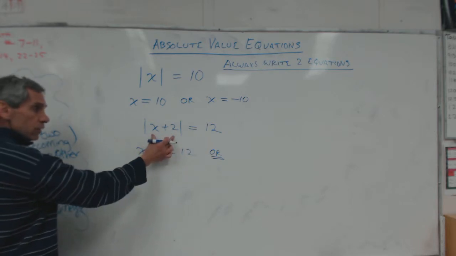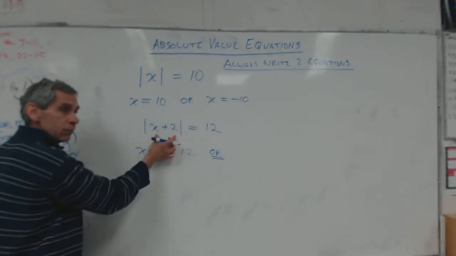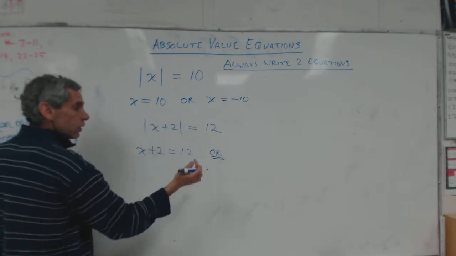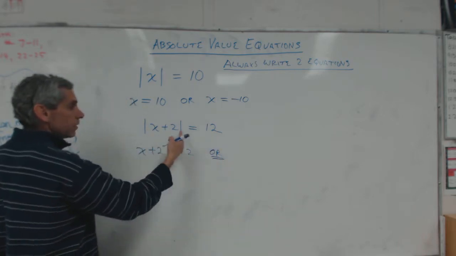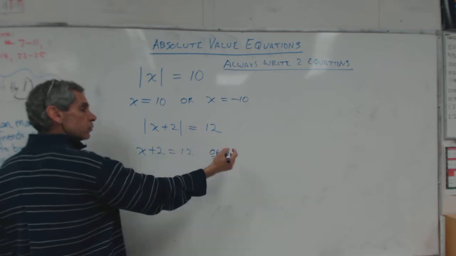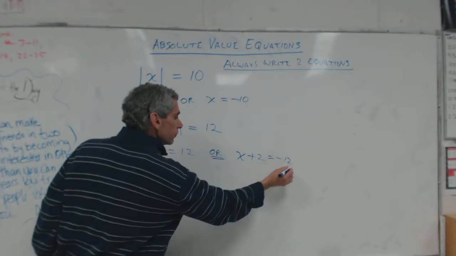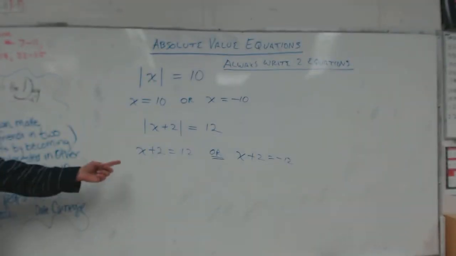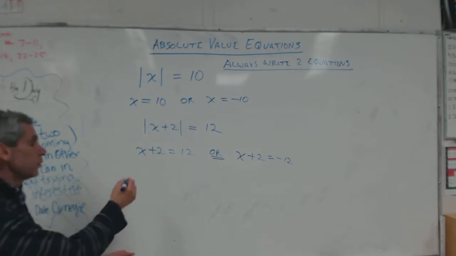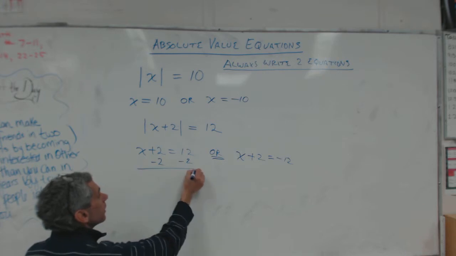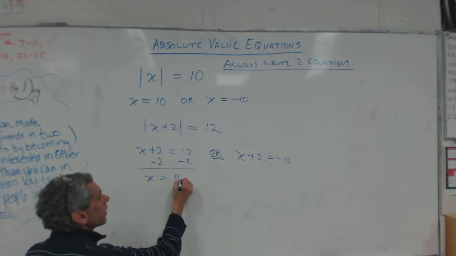And then, would you agree with me that x plus 2 could also equal negative 12? The absolute value of negative 12 would be 12. So I'm going to write the same thing again, only after the equal sign, I'm going to put negative 12. x plus 2 equals negative 12. And then I solve for x. So I'm going to subtract 2 from both sides, right? And then I have x is equal to 10.